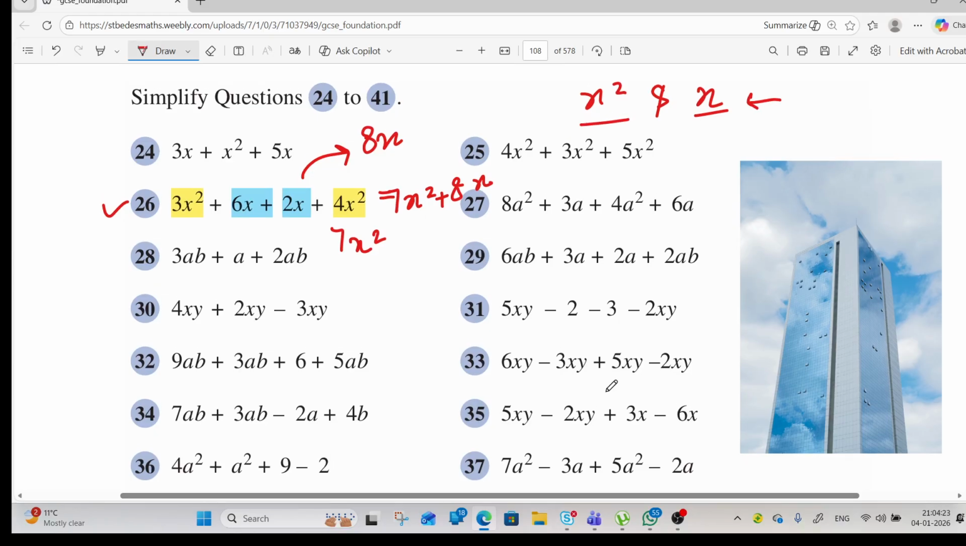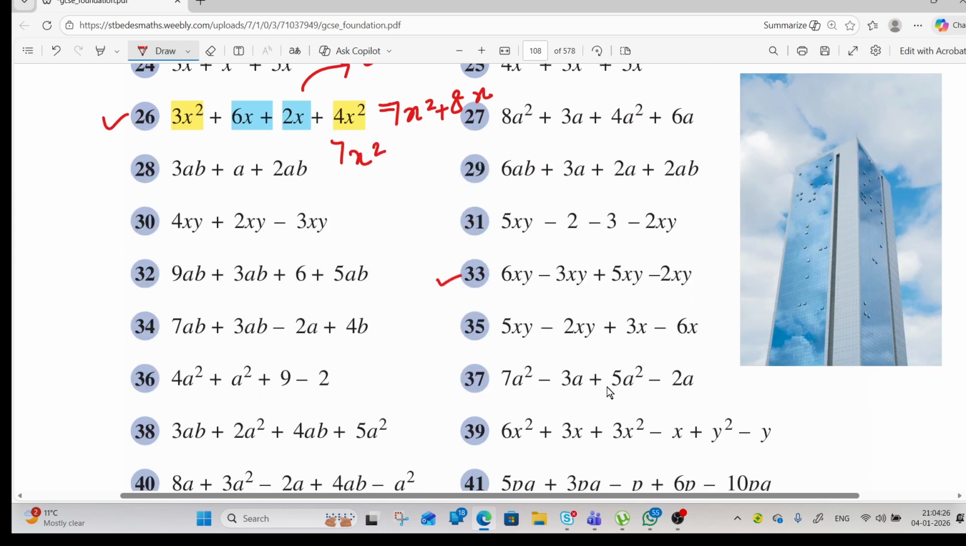Let's see question number 33. 6xy, if you notice, all these terms have xy, xy, xy and xy. So that means all these terms are like terms, right? Let's solve the first two. 6 minus 3, you get 3xy, right? And then 5 minus 2xy is 3xy again. But we'll write plus 3xy because 5 is positive. Bigger number is positive. Can we add 3xy and 3xy?